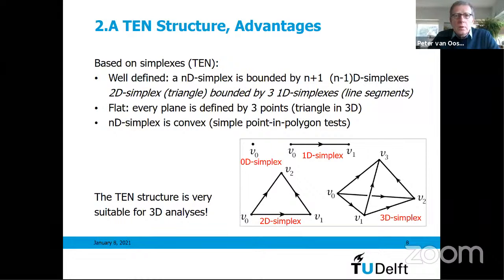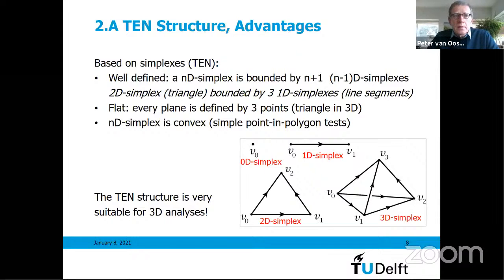Now we're going to look at some nice mathematical properties. An n-dimensional simplex is bound by n+1 simplexes of a dimension lower. And so, for example, the 2D simplex, a triangle, is bounded by 2 + 1, that is 3 simplexes of a dimension lower, that is a one-dimensional simplex or a line segment. And that holds for any dimension, for the 3D and the 4D.